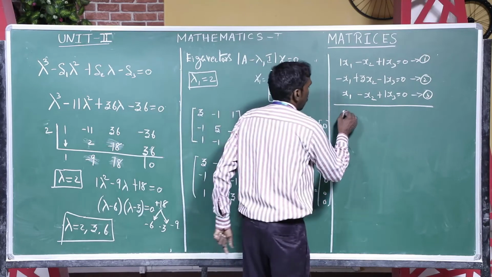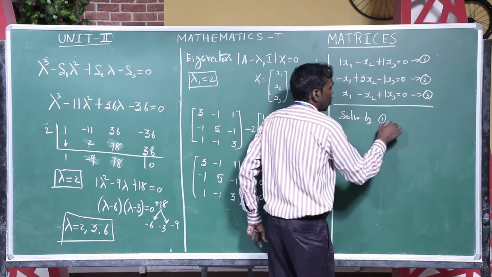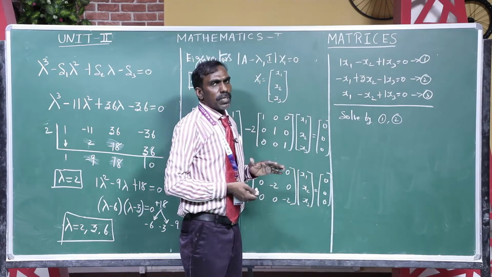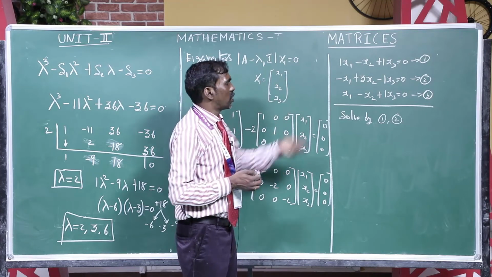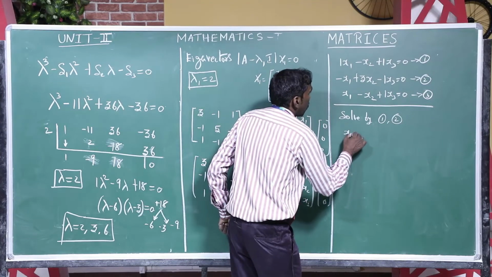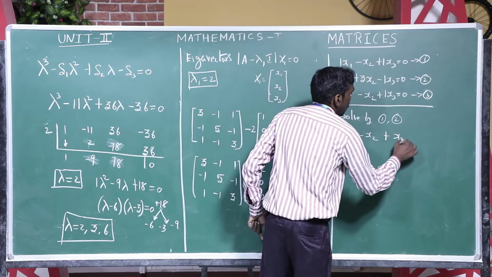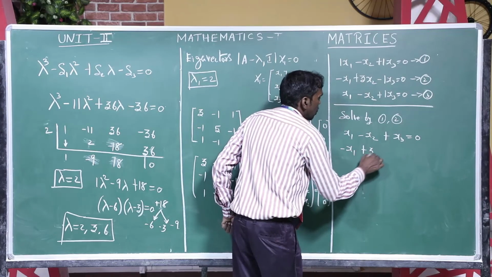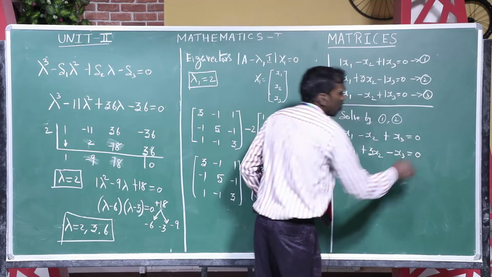I can solve 1 and 2. Before going to solve, these are both different equations. If they are different equations, how can we solve them? By the cross multiplication method. I can choose 1 and 2. So here x1 minus x2 plus x3 equal to 0. Here minus x1 plus 3x2 minus x3 equal to 0.